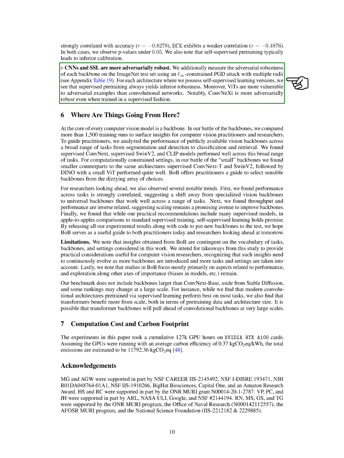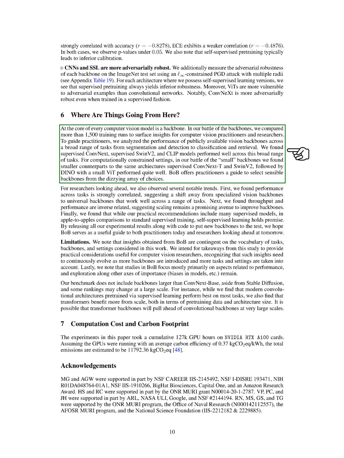Section: Where are things going from here? What's next in the field? The backbone is the heart of every computer vision model. In our comprehensive comparison, we analyzed over 1,500 training runs to provide valuable insights for those working in computer vision. We evaluated the performance of various publicly available vision backbones across a wide array of tasks, including segmentation, detection, classification, and retrieval. We discovered that supervised ConvNeXt, supervised Swin V2, and CLIP models performed well across these diverse tasks.